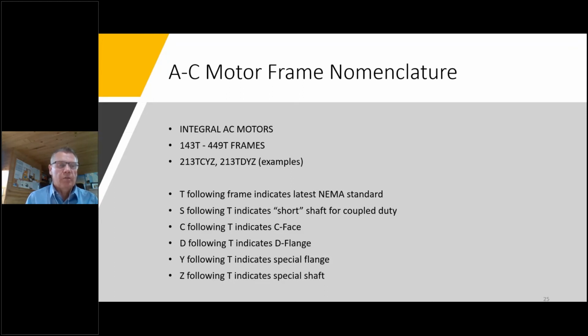So if you're in a facility and someone says, go and get me another motor, it's a 284 TZ, well, you need to know what that Z is. We need the shaft detail, or the manufacturer is going to need that shaft detail. Otherwise, you may end up sending it to the machine shop, getting something done, or sending it back.